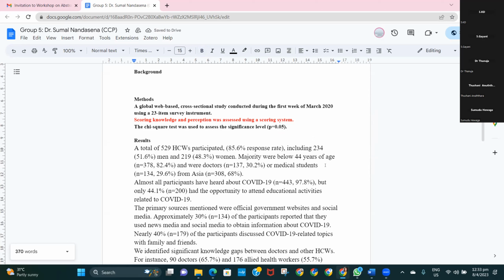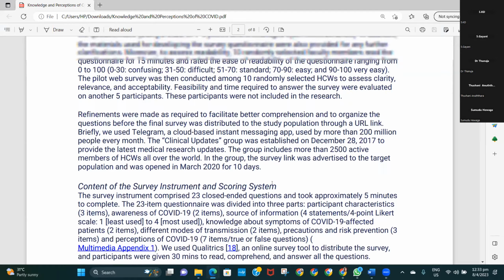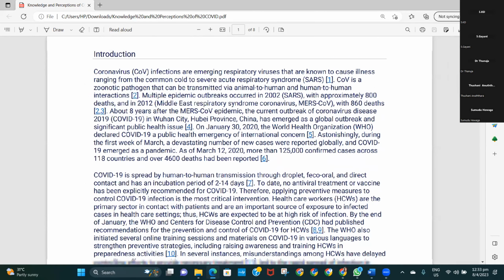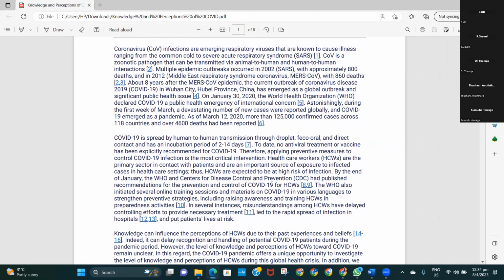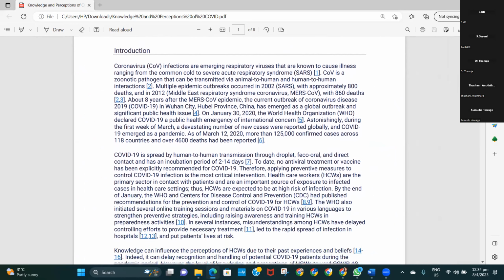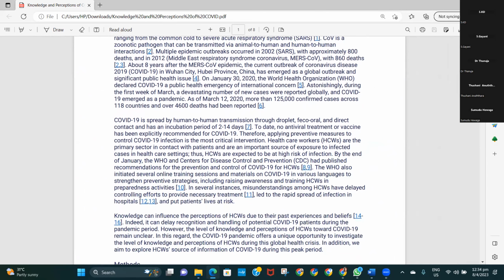Right, for background. Now this is a study focusing on the healthcare workers. See the title, Chiranti? Knowledge and perception of COVID-19 among healthcare workers, cross-sectional study. Before coming to the background, we have to write objectives, right? So what is the objective here? Is it mentioned separately? They haven't mentioned it separately, sir.